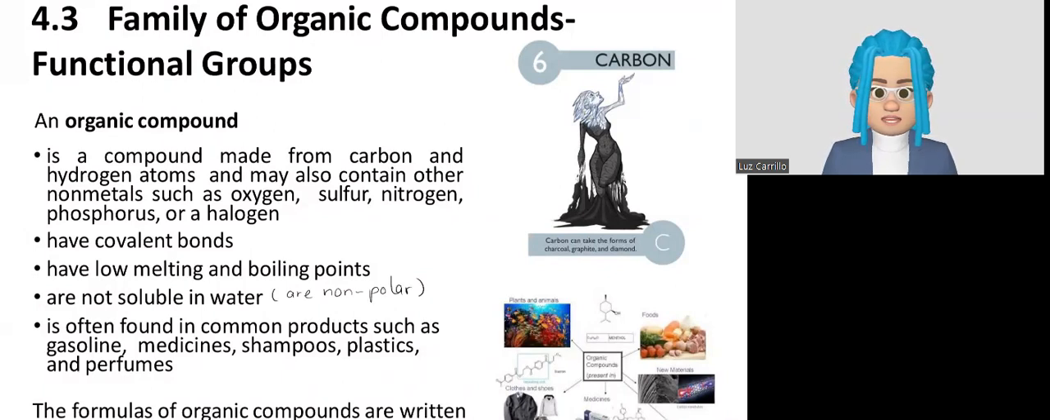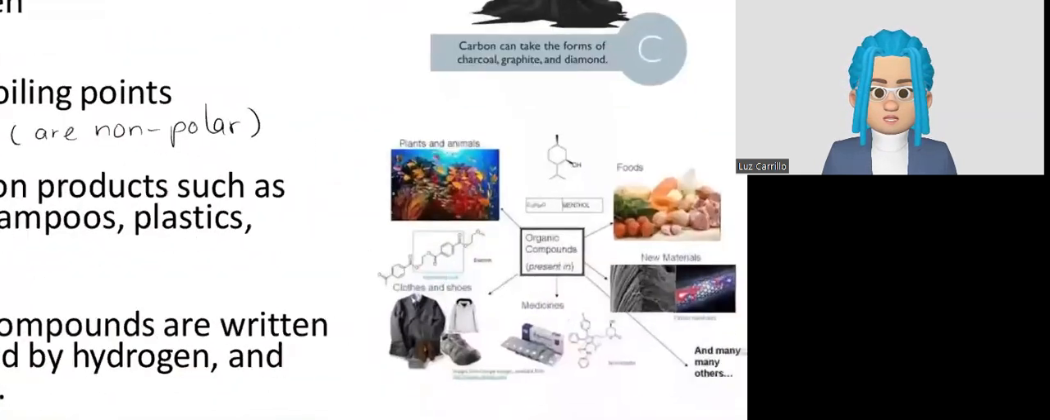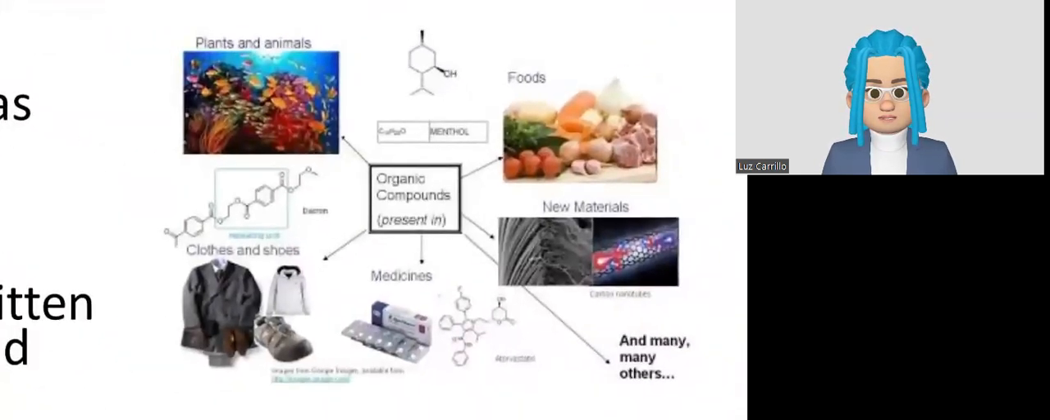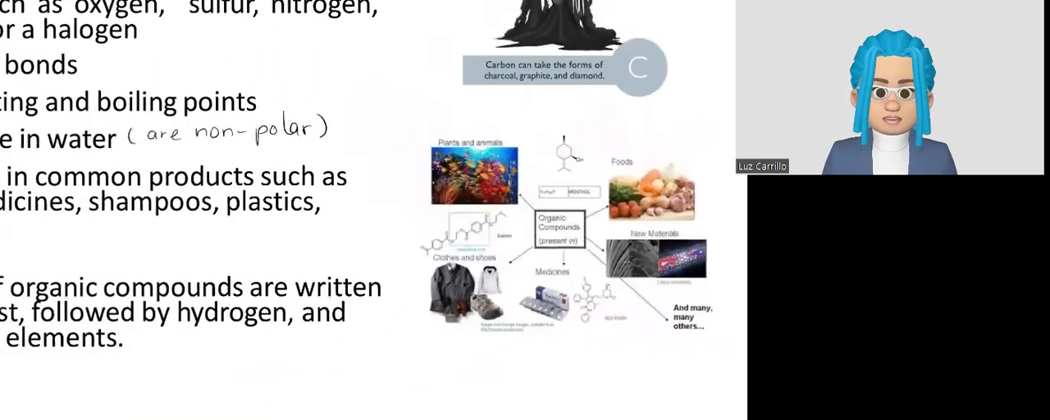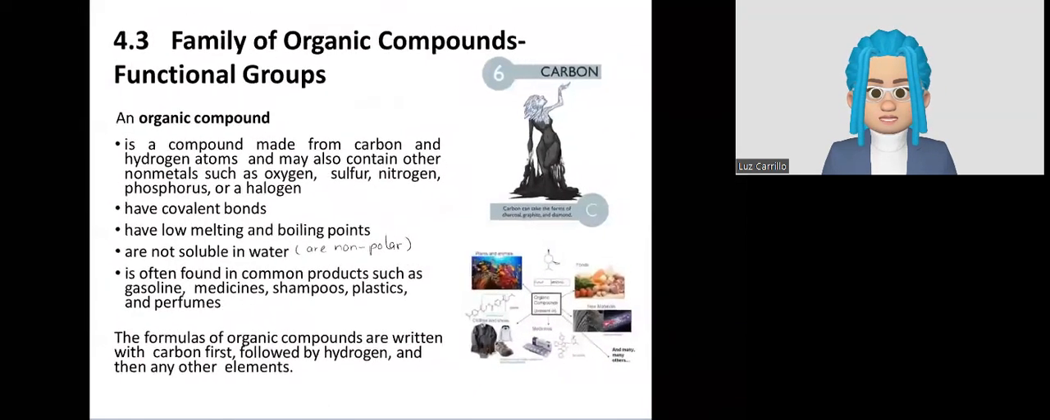Where can we find organic compounds? As you can see in the images in the bottom right corner, organic compounds are present in very different materials. Plants, animals, medicines, clothes, shoes, gasoline, foods, they all have organic compounds in them because essentially, remember that organic compounds contain carbon. In this chapter, we are going to explore some of the different families of organic compounds that we have in this discipline.